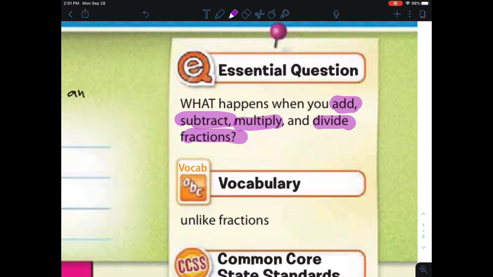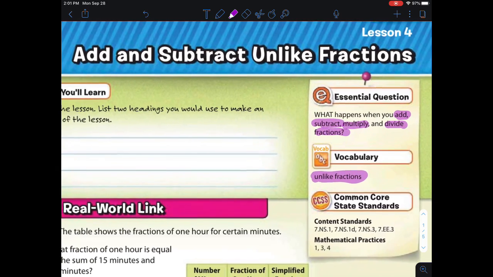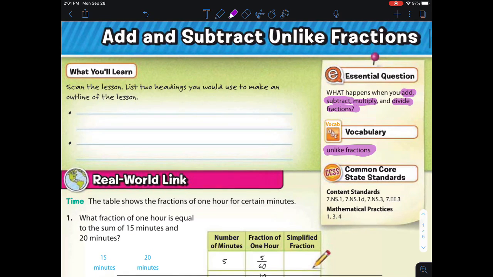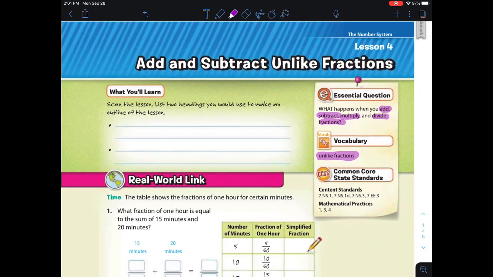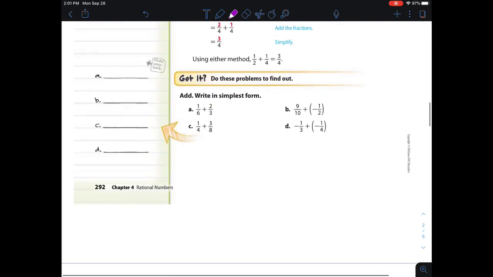In the last lesson, we talked about adding and subtracting like fractions. In this particular lesson, we are going to discuss how to add and subtract unlike fractions. Okay? So the objective of this lesson is for you to be able to add and subtract unlike fractions using the least common denominator. And later, I will also show you how to add and subtract unlike fractions with just a common denominator. Okay? So let's go right away to the key concept, and we are on page 292.